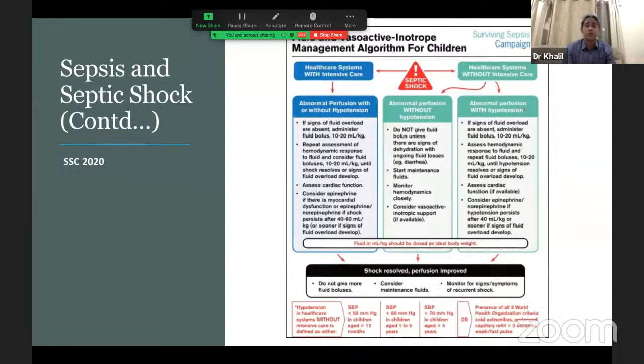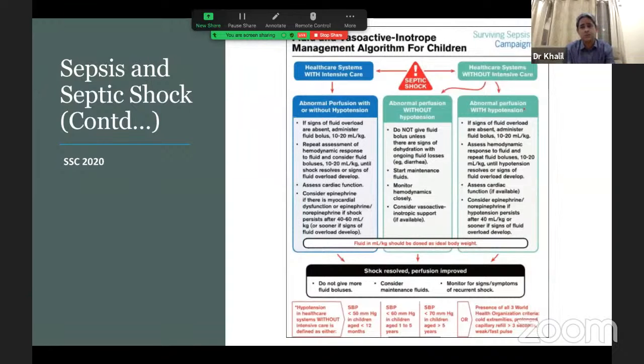These children can improve, but there is a high chance that they may deteriorate. So again, I'm re-emphasizing the need for close hemodynamic monitoring. Now consider vasoactive inotropic support if available. If you feel that you need to start inotropes, you can start. The old saying was that you can't give adrenaline or noradrenaline through a peripheral line, but the current guideline says you can start your vasoactive agents or inotropes even through a peripheral line, even after the first fluid bolus.